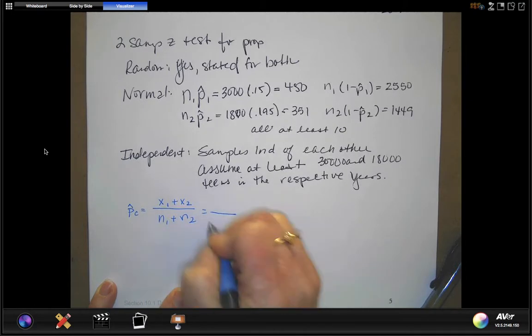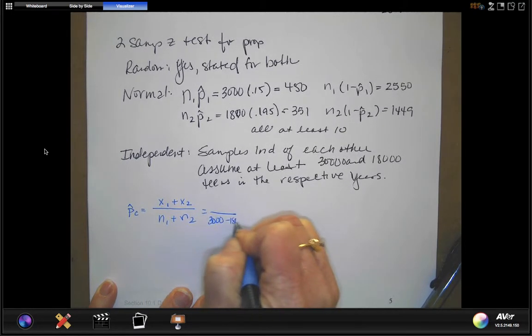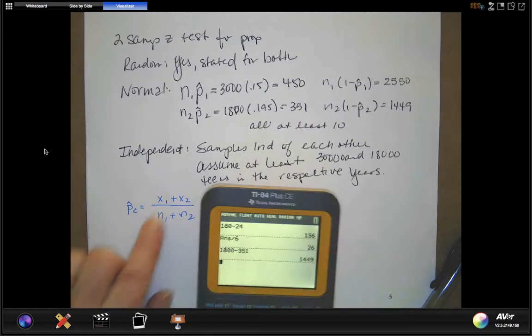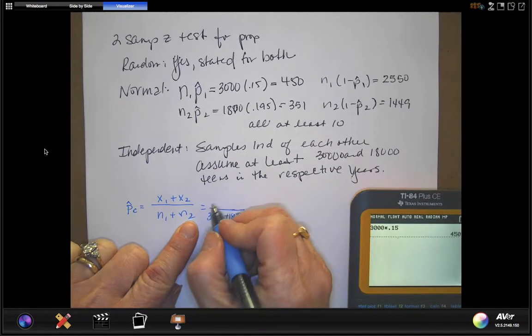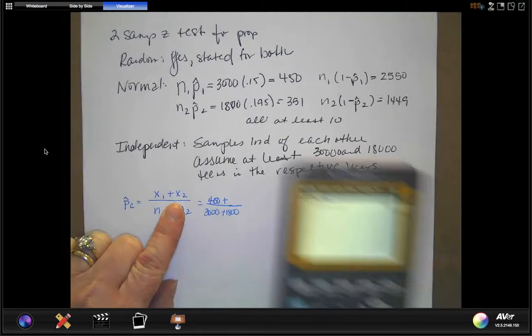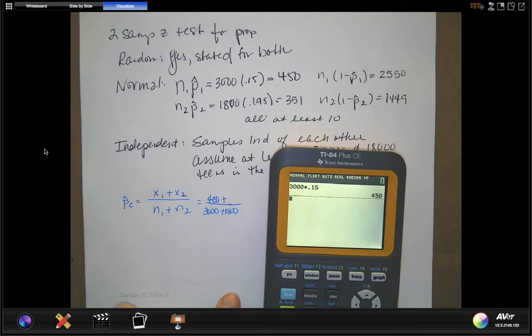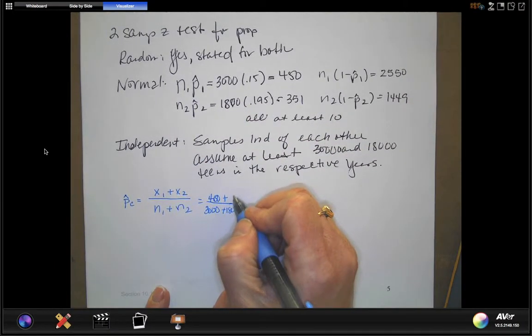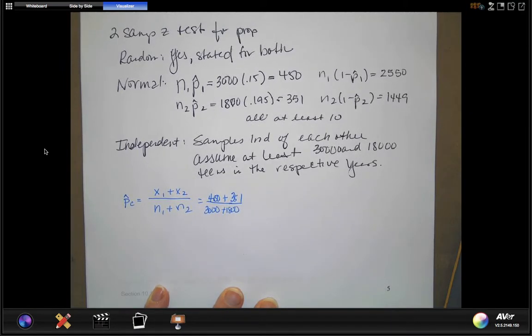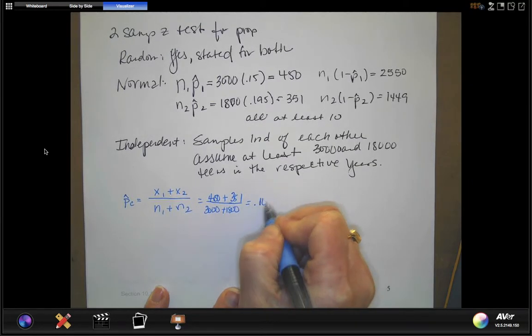So obviously we know the sample sizes here, the 3,000 and the 1,800. To get that x1, if I just have my 3,000 times my 0.15, that's 450. So I had 450 successes in the first sample. If I do my 1,800 times the 0.195, 351 would be the number. So I have 351 in the next sample. Then I'm going to add these two together and divide by my total. So this is my p hat c.